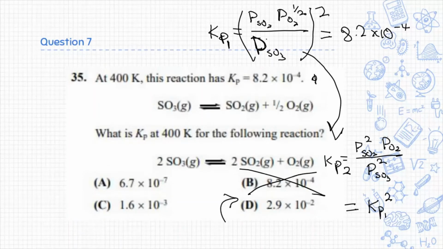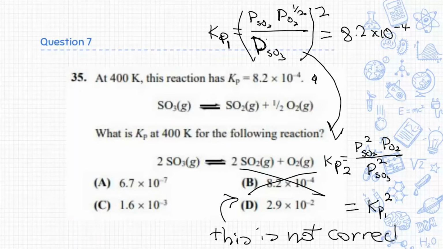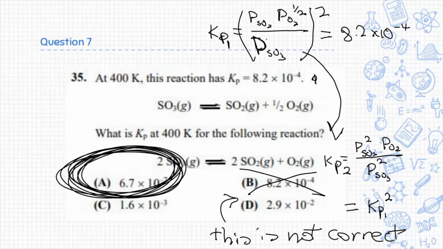If you plug in the value of Kp1 as 8.2 times 10 to the negative fourth, you will get A. And you could do that with mental math pretty quickly, because 8 times 10 to the negative fourth squared would be 64 times 10 to the negative eighth, which is pretty much A.